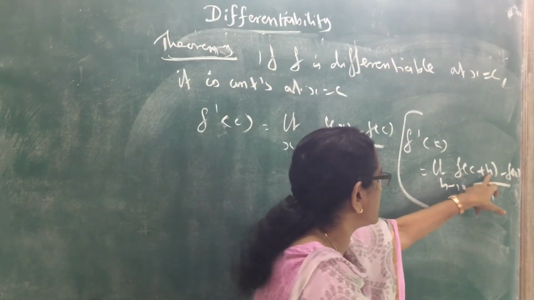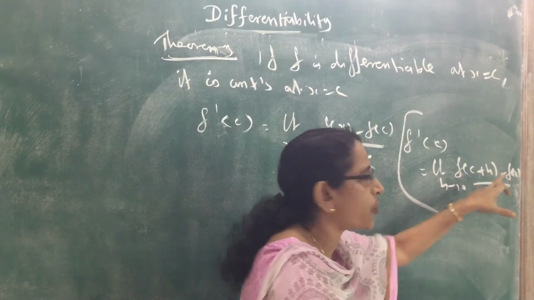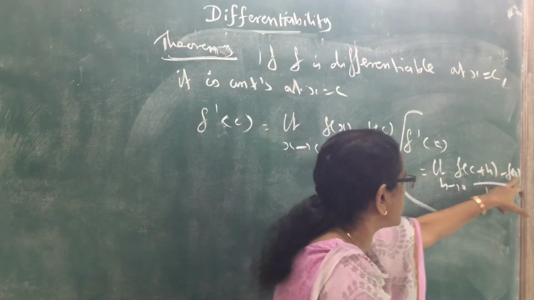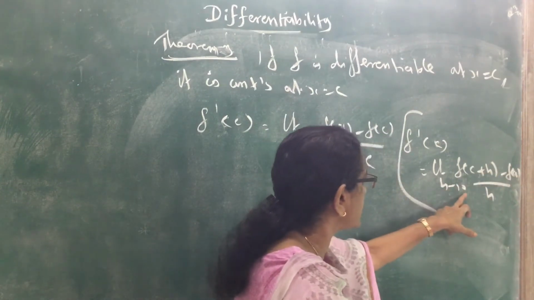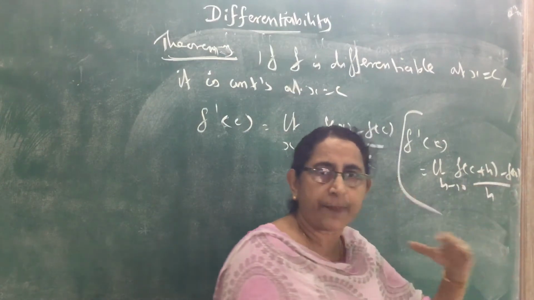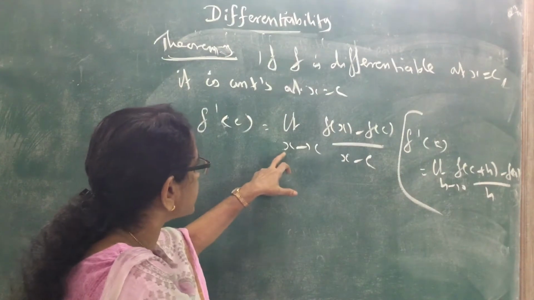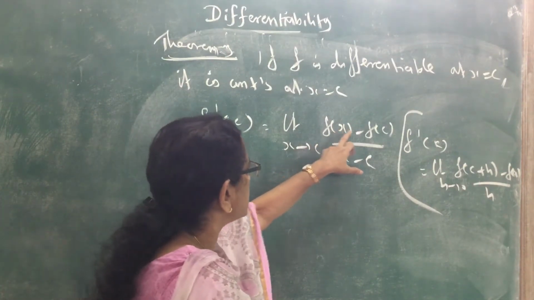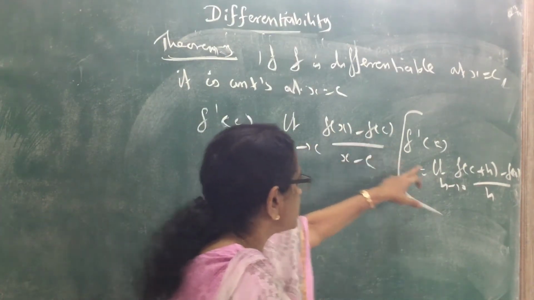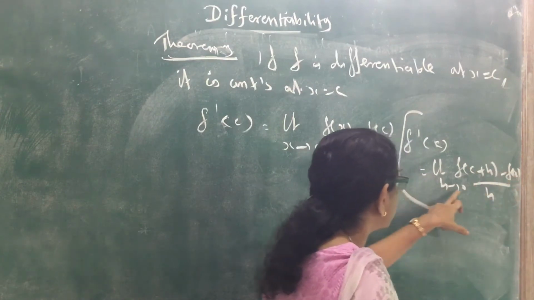This c plus h becomes 0 means c plus 0 becomes c. So c plus h tends to c. When h tends to 0, c plus h tends to c. C plus h becomes c when h is equal to 0. So here also, when x tends to c, x here, c here, x tends to c, c plus h tends to c as h tends to 0.